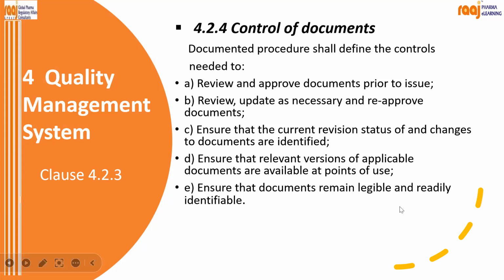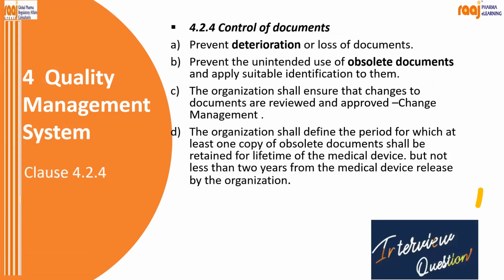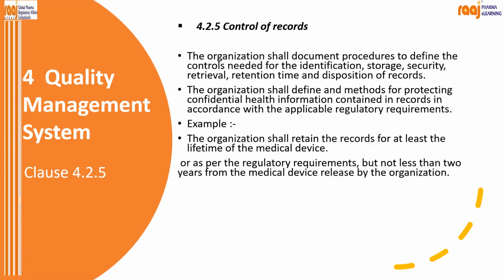Ensure that the document is legible and readily identifiable. Identify deterioration and obsolete documents, so you have to have a change management approach, like master copy, control copy, right? Then distribution copy. Obsolete: when you make the new version, you see to it that you make the old ones obsolete, and sealed also. Yes, ma'am.